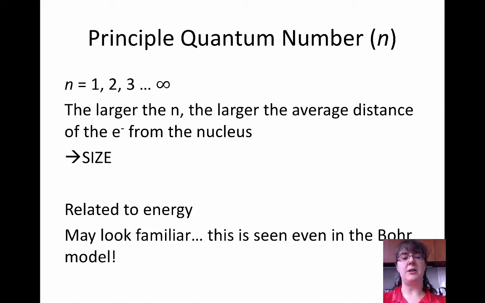The larger the n value, the larger the average distance of the electron from the nucleus. So as n goes up, so does the size of this energy level that we're describing. So it gets higher in energy as you go up, and it gets larger. And n is describing the energy level. So we'll refer to it as either the principal quantum number, or these are also the Bohr energy levels that we were talking about when we talked about the Bohr model.